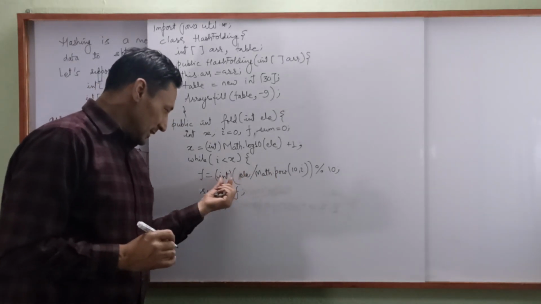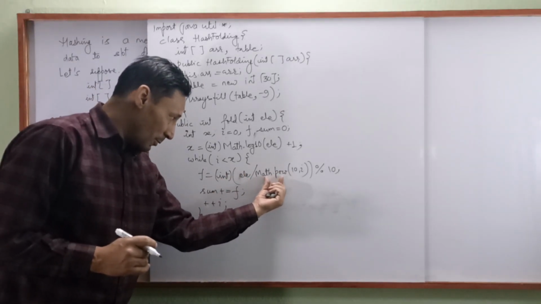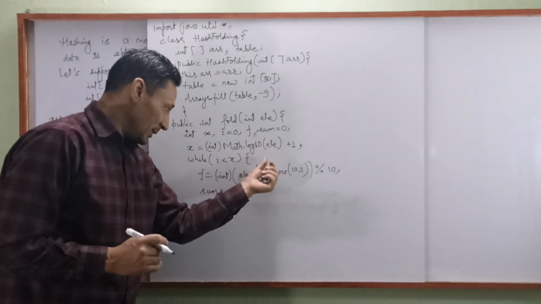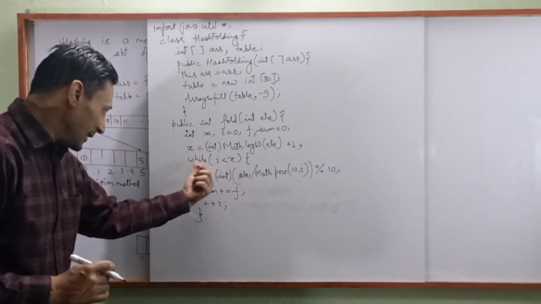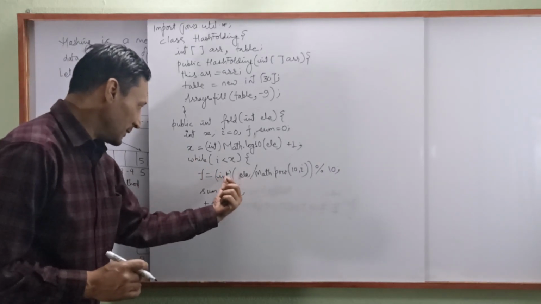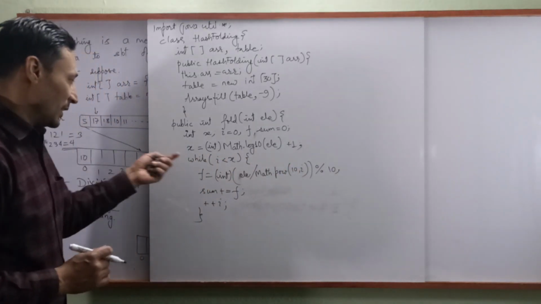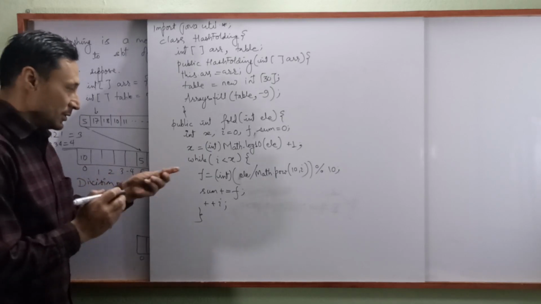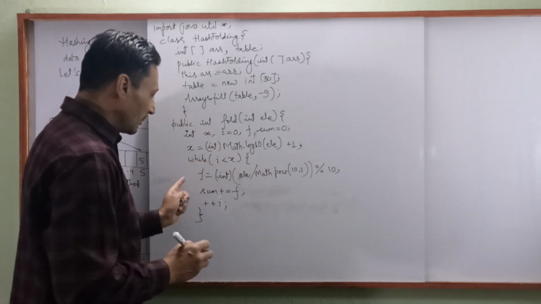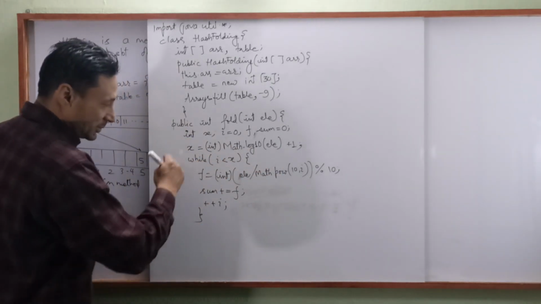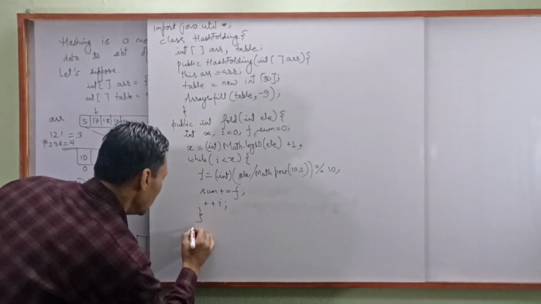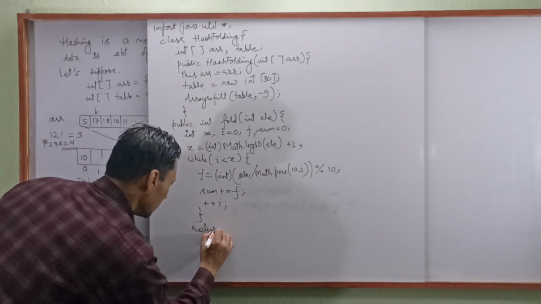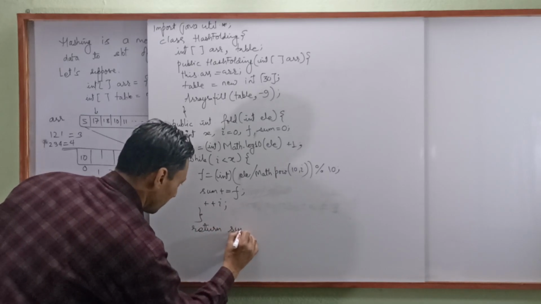We have to convert this into an integer, because the power method returns a real number, so we have to cast it into an integer. In this way we can get the sum of these individual digits. This loop will iterate up to the number of digits. Then we have to return this sum.